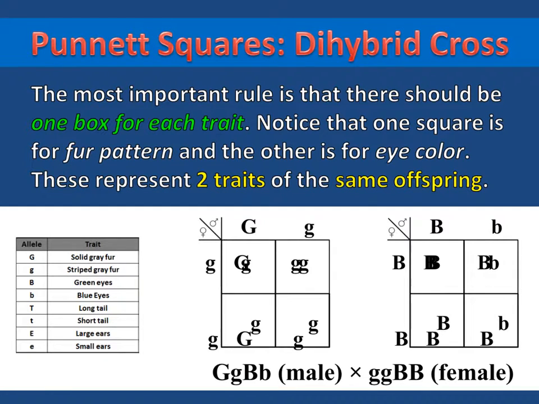Alrighty, so let's move on to number 10. What is the most important rule to follow when making predictions for 2 traits? And the most important rule is that there should be 1 box for each trait. So number 10, the answer is in green, 1 box for each trait. 1 box for G's, like in this slide, and 1 box for B's, just like that.